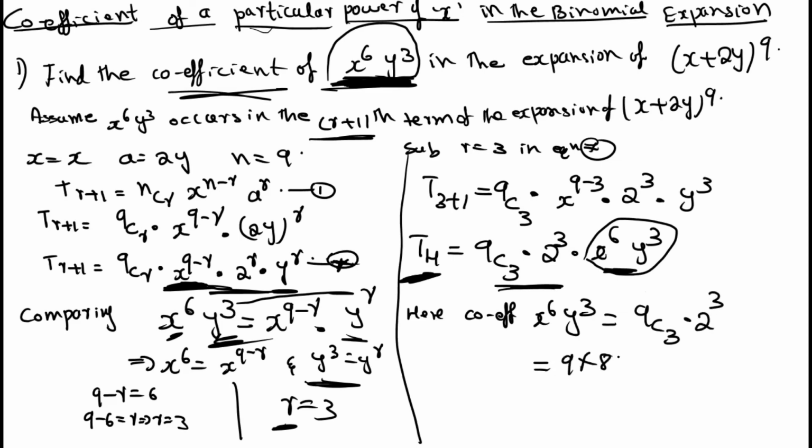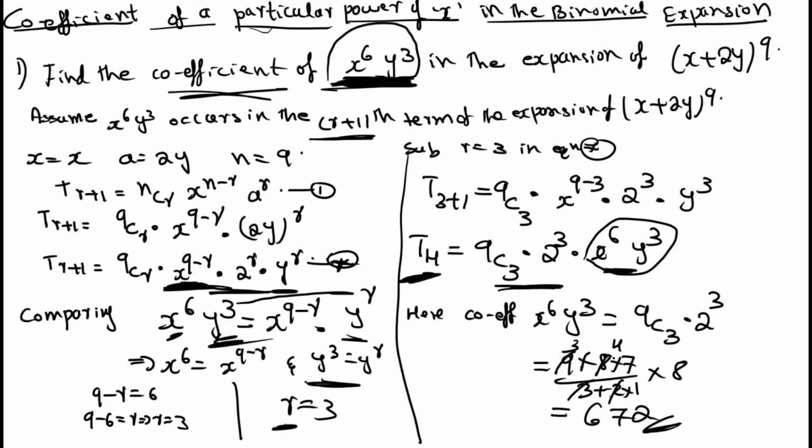How to calculate 9c3? 9 into 8 into 7 by 3 into 2 into 1. 2 cube is 8. Okay, 2 ones are 2, 2 fours are 8, then 3 ones are 3, 3 threes are 9, 4 threes are 12, into 8 into 7. If you simplify this one, you will get 672. Therefore, coefficient of x to the power 6 into y to the power 3 is 672.